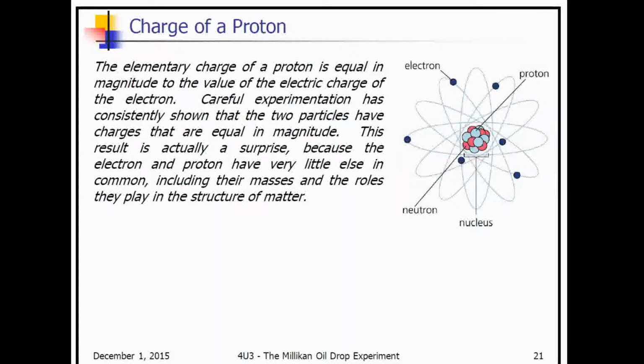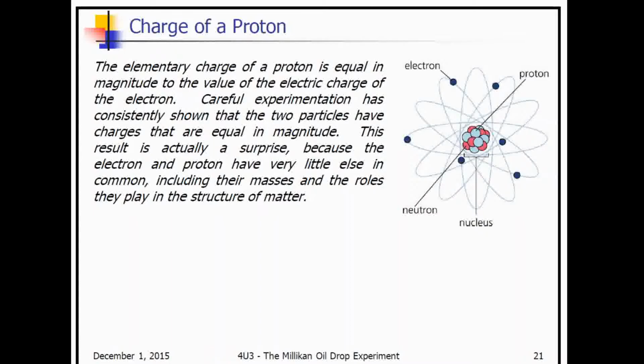Next, we're going to talk about the charge of a proton. So we mentioned that an electron and a proton have the same charge. It's just the electron's charge is negative, the proton's charge is positive. But an electron and a proton are very, very different. An electron is very small. Its mass is of the order of 10 to the negative 31 kilograms, whereas a proton is almost 1,000 times larger than that. It's of the order of 10 to the negative 27.